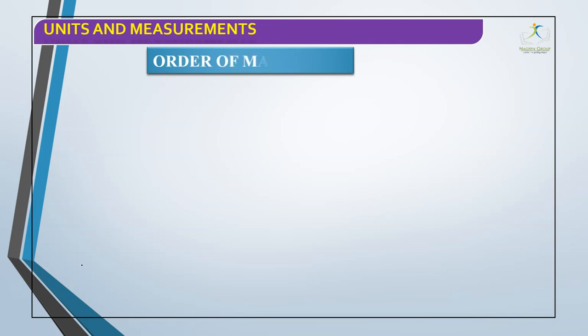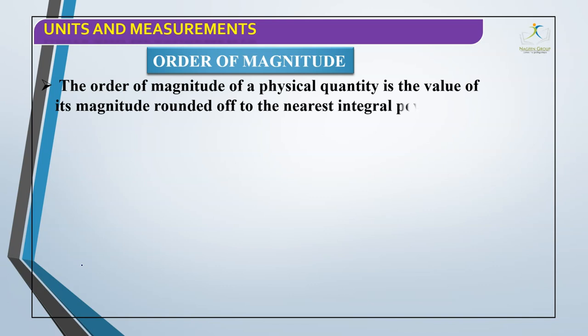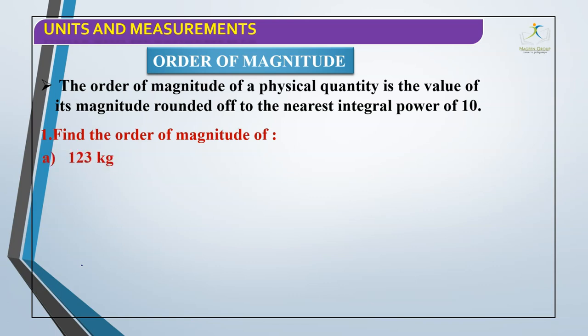Order of magnitude. So what is the order of magnitude? The order of magnitude of a physical quantity is the value of its magnitude rounded off to the nearest integral power of 10. For example, to find the order of magnitude of 123 kg, what can we write for that? Firstly, 1.23 times 10 to the power 2 kg. Means after a particular digit, if we want to put a decimal, for that we need again 10 to the power something. That integral power of 10 actually defines the order of that number.